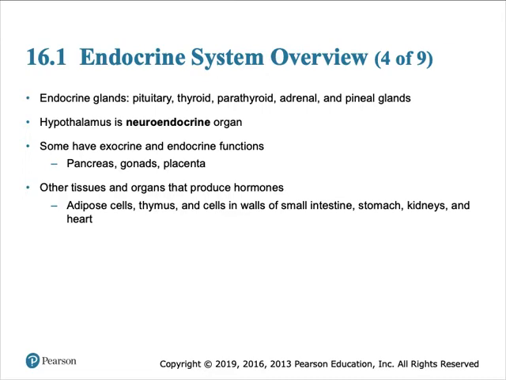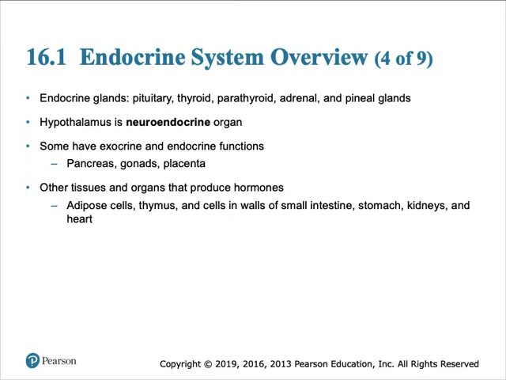Endocrine glands, examples would include the pituitary gland, the thyroid gland, the parathyroid, the adrenal, the pineal. We'll go through all those in detail. As well as the hypothalamus, all right? And it's a very special organ. It's actually neuroendocrine, and we'll talk a little bit more about how the hypothalamus works. You may remember some details of it from the nervous system chapters of 201.